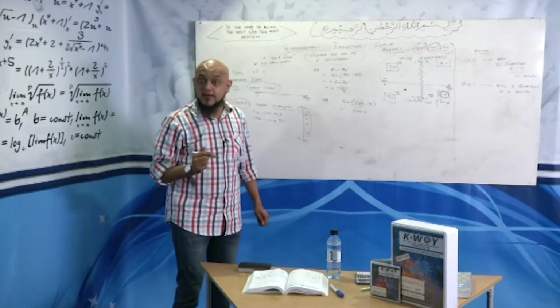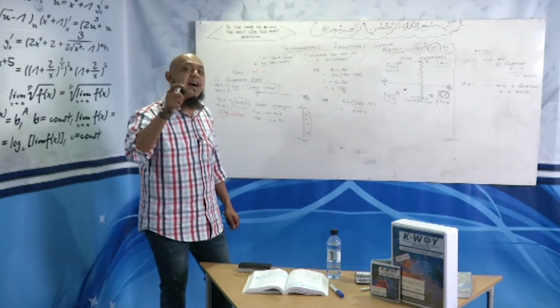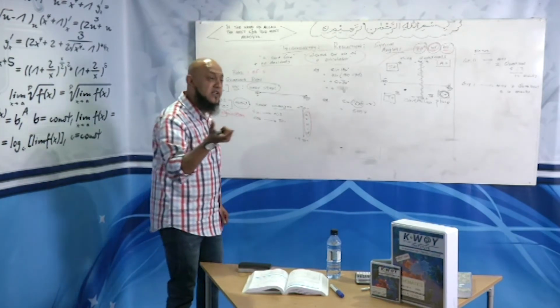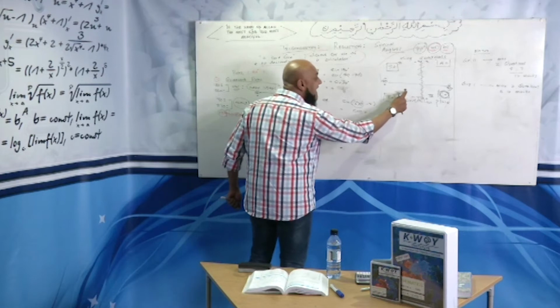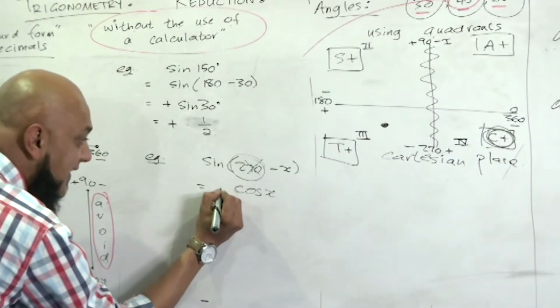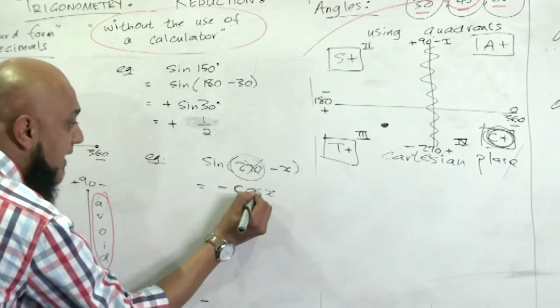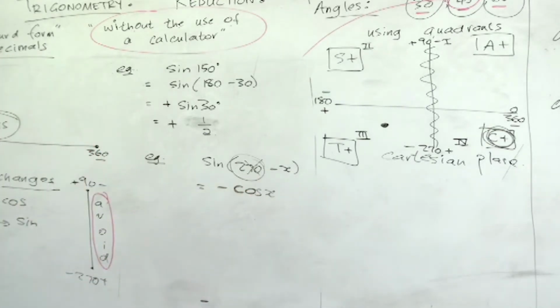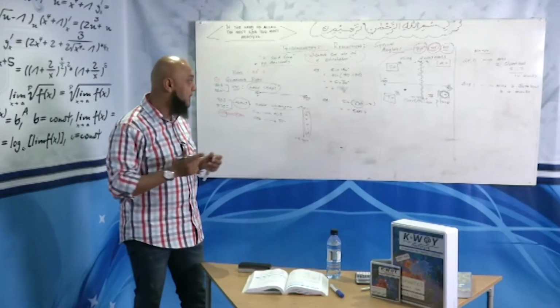But are we done? No. We need to check the sign in that quadrant, the positive or the negative. So now what do we know about sine in the third quadrant? Only tan is positive. Everything else is negative. So your answer is minus cos x. If you just put cos x, you would get it completely wrong. And you would be losing all your marks.